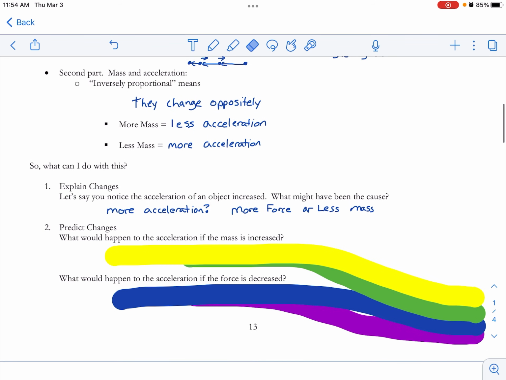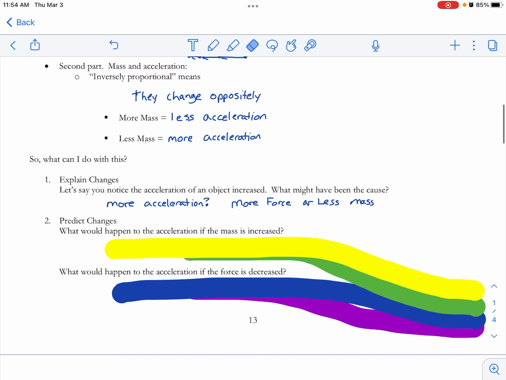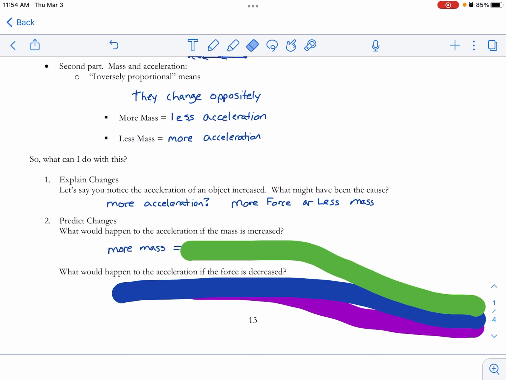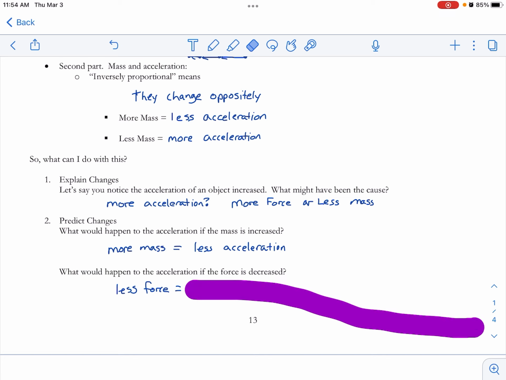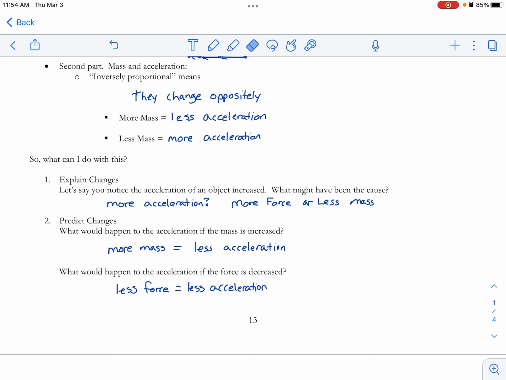We can also predict changes with this information. So what could have happened to the acceleration if the mass is increased? Well, more mass means that we'll have less acceleration. What would happen to acceleration if we decrease the force? Well, decreasing the force means that we will have less acceleration. So that's how we use Newton's second law, the two different ways that we might be able to do it.